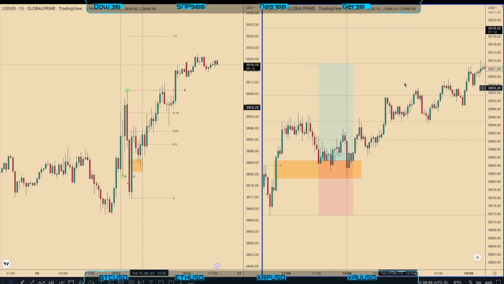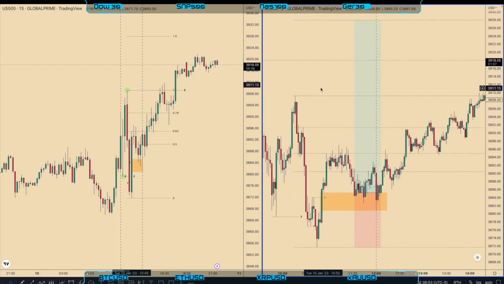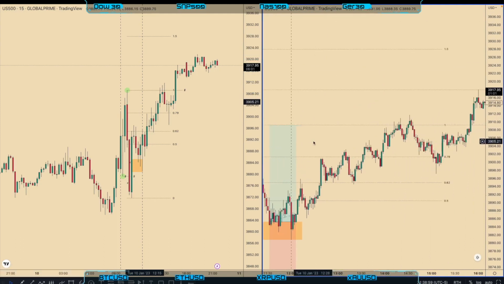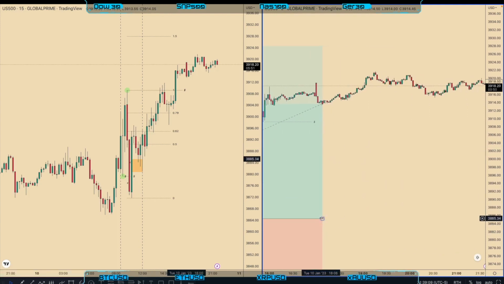So our first standard deviation that we're going to be looking to target is 1.5. Yes, you can definitely target 1, which would be here, but as you guys can see, that doesn't give us at least 2R. So what are we going to do? We're going to target the next standard deviation and see if that's at least 2R return. As you can see, it is, and that is where we're going to be looking to target for this trade.